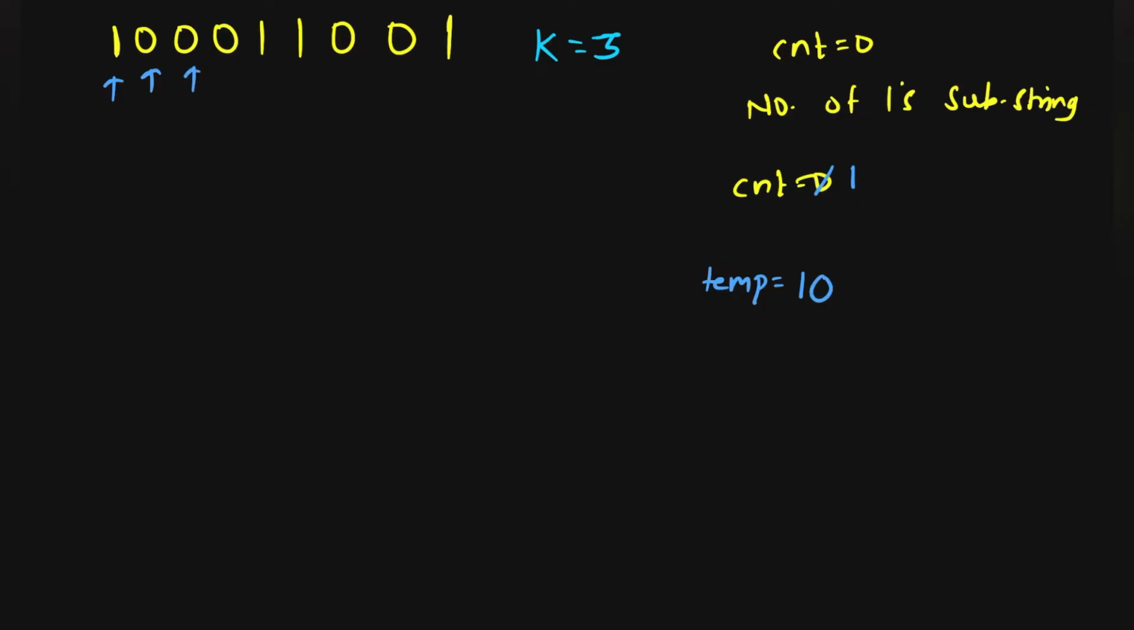Again I will come to add this 0. Is it equal to 1? No. Therefore I will not increment my counter and I will add that 0 in my substring. Then again I come at over here. Again it is not equal to 1. Therefore my counter remains the same, and I will simply input it in my temporary substring.